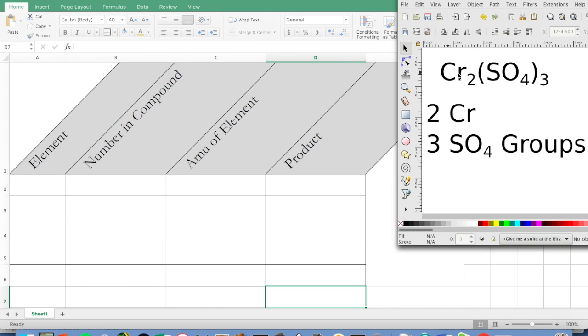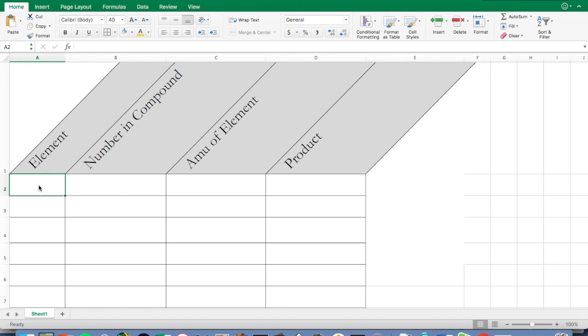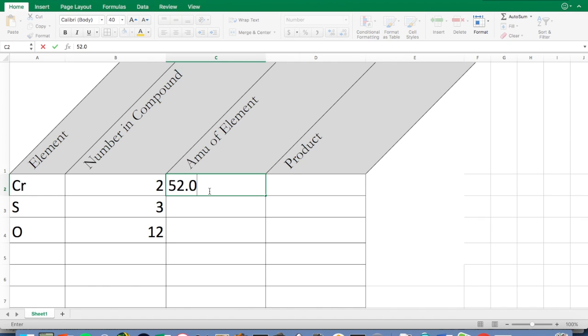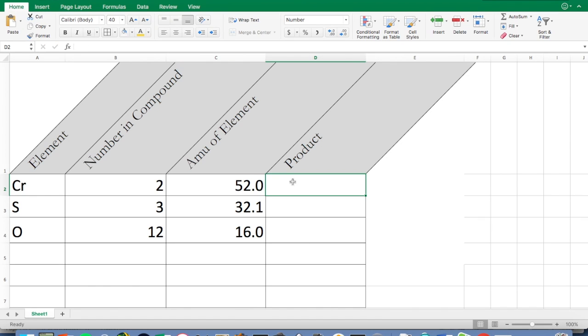So a common mistake here is to write Cr2S3O3 or Cr2S3O7. Both of those would be wrong. The right thing needs to distribute, just like you've learned in math. So our table will be set up like you see here. Now I grab the molar mass of each thing from the periodic table, rounded to the nearest tenth for now, and I multiply across and add down.